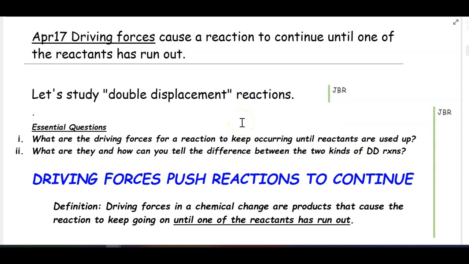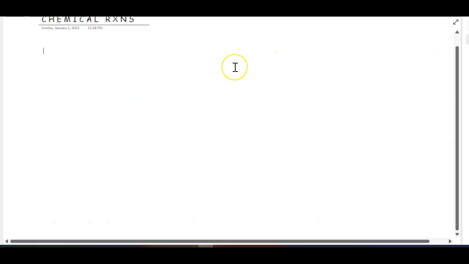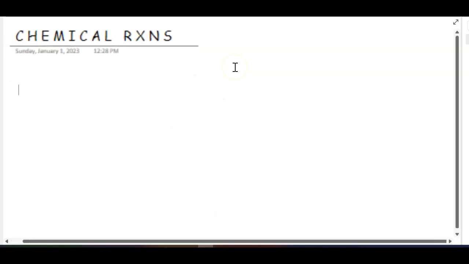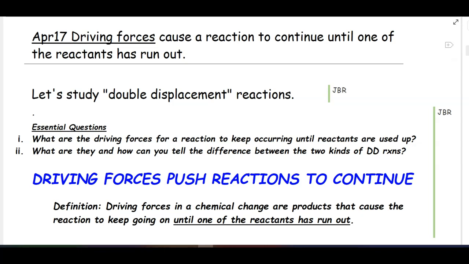Hello, everybody. So April 17th is now the first assignment in Unit 3, Chemical Reactions. So chemical reactions is this unit, and we'll be doing a variety of things that you have seen before, so we're not that unfamiliar with chemical reactions. So let's study double displacement reactions first, because they're the lab we're going to do.